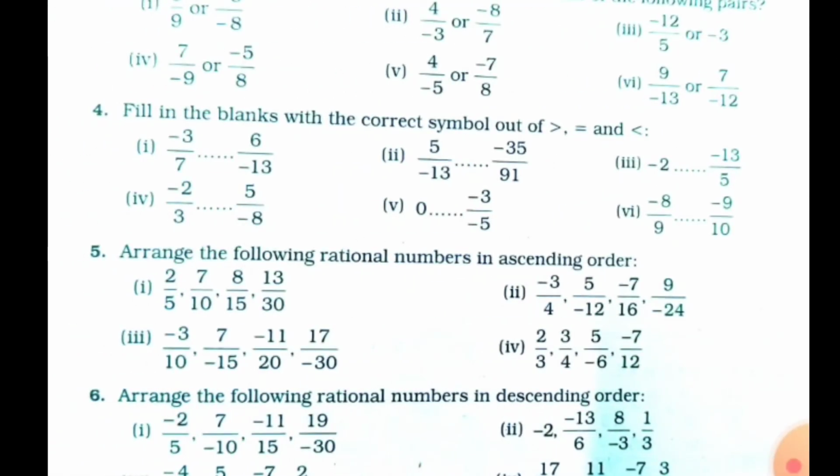Now come to the questions. Question number 4 you will do by yourself. It is just like question number 3. We need to compare here also. Question number 5 is to arrange the following rational numbers in ascending order, and question number 6 is also like that. We need to arrange these in descending order. Ascending order means small to big, and descending order means big to small. For arranging them in ascending or descending order, we need to compare them. So one I'm doing for you.